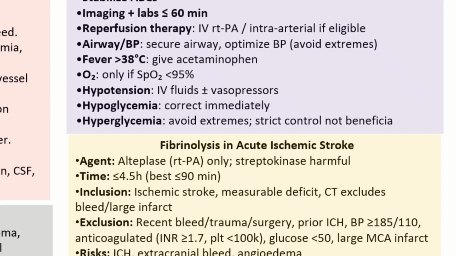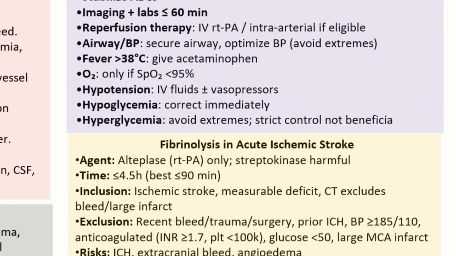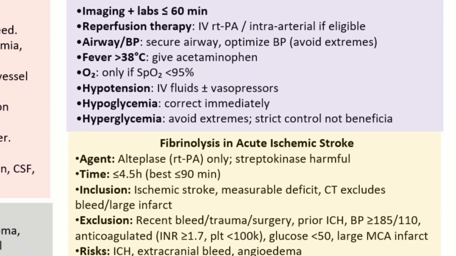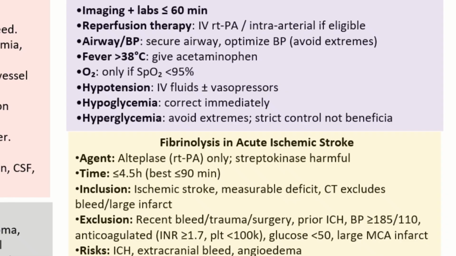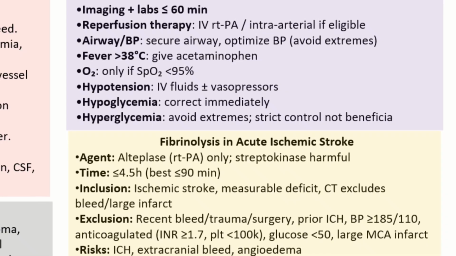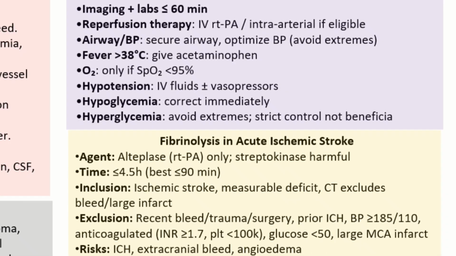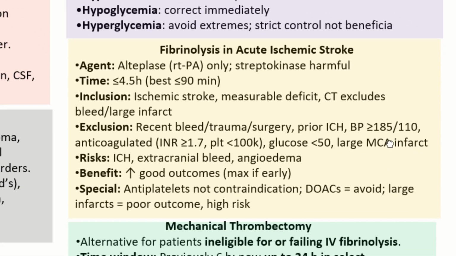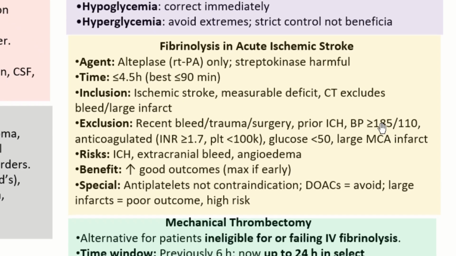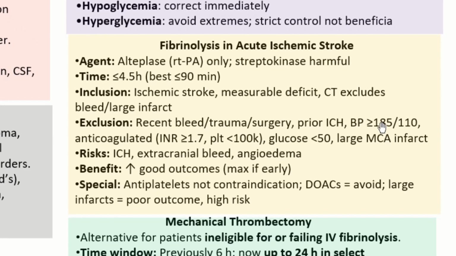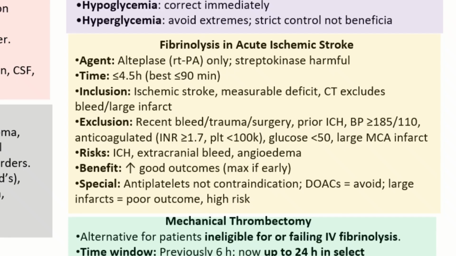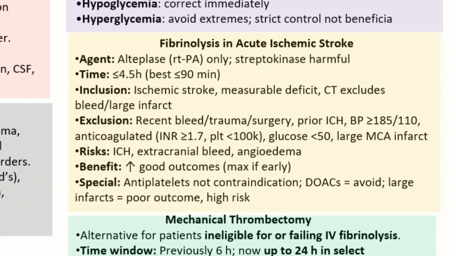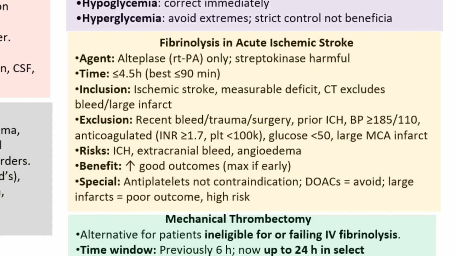Then we can have oxygen. We need to provide enough oxygen for these cells that are experiencing the ischemia. We want to give fluids to prevent hypotension. We want to correct hypoglycemia. We want to correct hyperglycemia. Then we have fibrinolysis in acute ischemic stroke. So this is when we give a recombinant tPA. The recombinants include alteplase, and we avoid streptokinase nowadays because it was found to have some mortality.